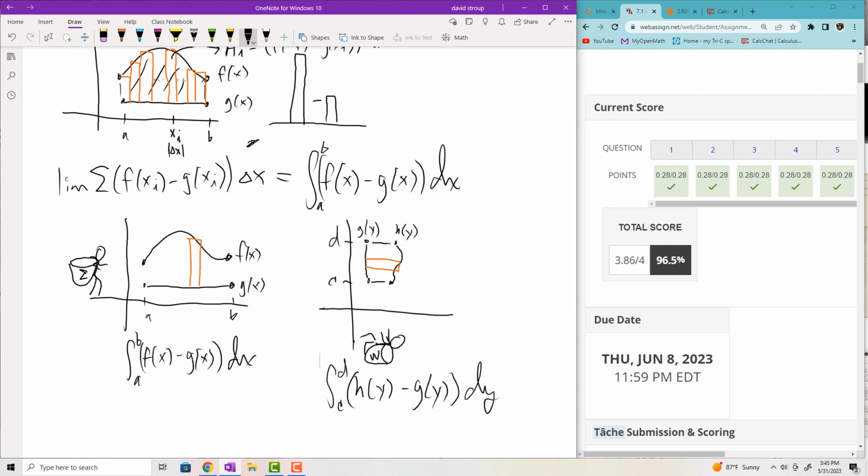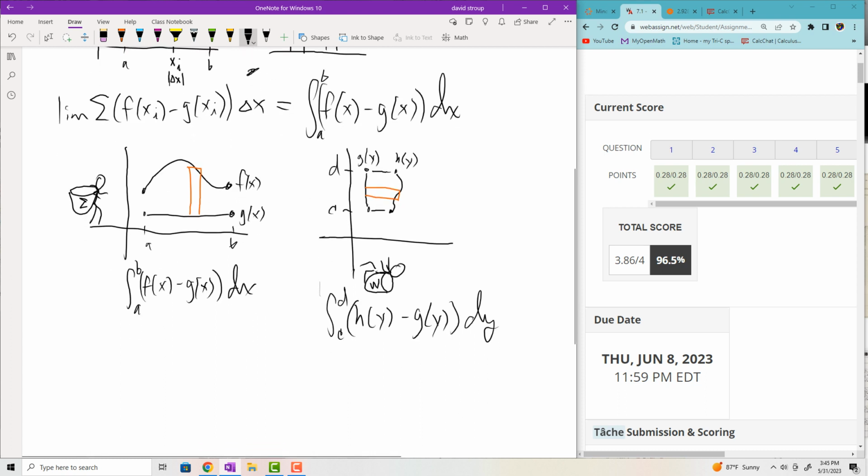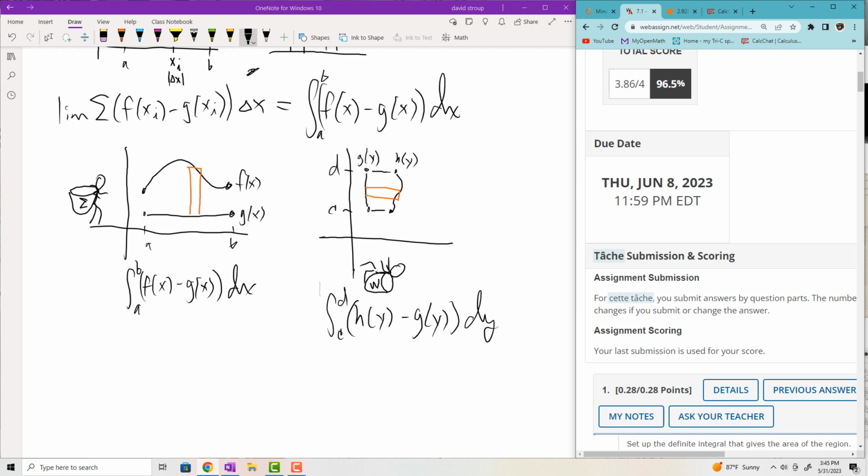Okay? So some people think of the integral symbol as kind of like the summation symbol, just stretched out vertically. All right, so those are our two forms.